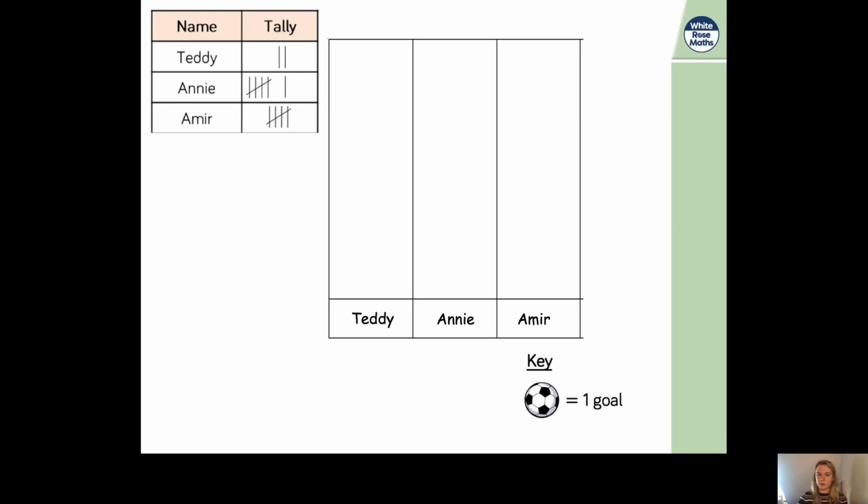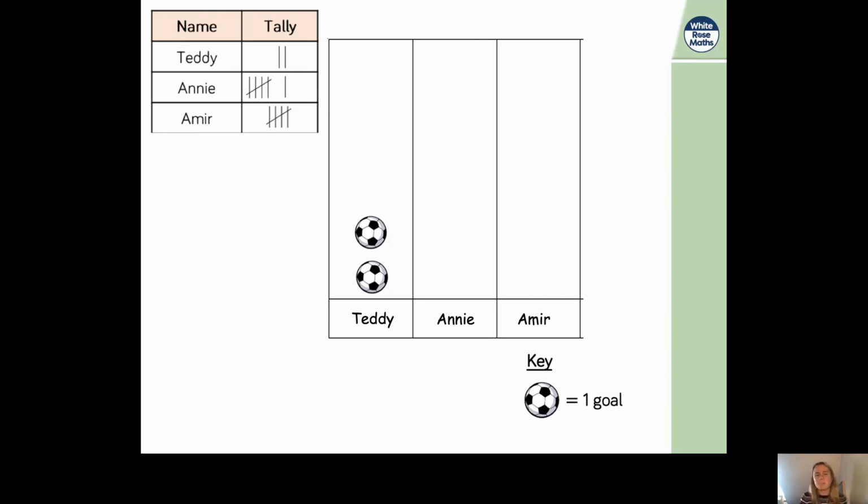So there we go. Let's add our first football to represent Teddy's first goal and our second football. Oh dear, what's wrong with that football? Yes, it's too big, isn't it? Because in a pictogram, we need to make sure that all of our pictures are the same size and that it's the same picture. So I couldn't have 1 picture of a football and then 1 picture of a flower. They all need to be footballs because that's what's in our key. So let me change that to a normal size football.